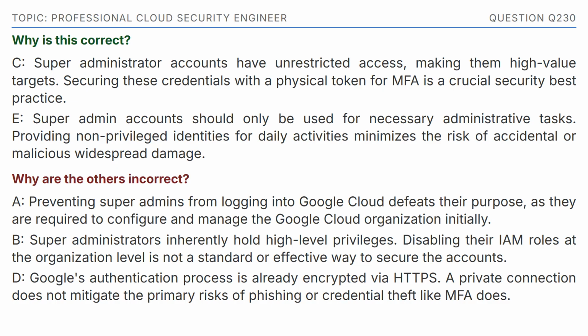Why are the others incorrect? A. Preventing super admins from logging into Google Cloud defeats their purpose, as they are required to configure and manage the Google Cloud organization initially. B. Super administrators inherently hold high-level privileges. Disabling their IAM roles at the organization level is not a standard or effective way to secure the accounts.